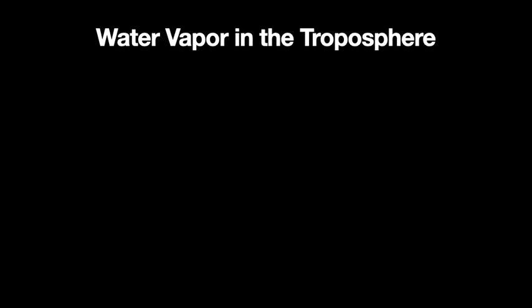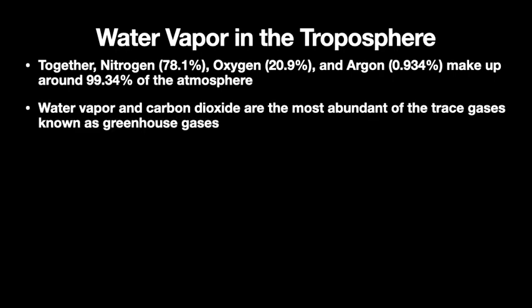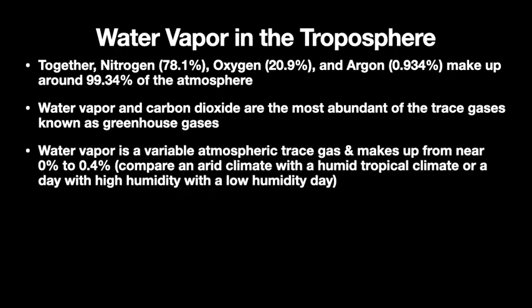Let's talk a little bit about water vapor in the troposphere. Together, nitrogen, oxygen, and argon make up around 99.34% of the atmospheric gases. Water vapor and carbon dioxide are the most abundant of the trace gases that have been labeled greenhouse gases. Water vapor is a variable atmospheric trace gas and makes up from near 0% to 0.4%, so less than 0.5%.